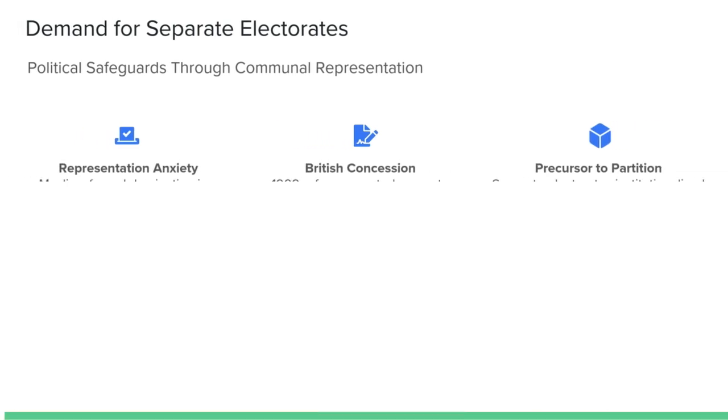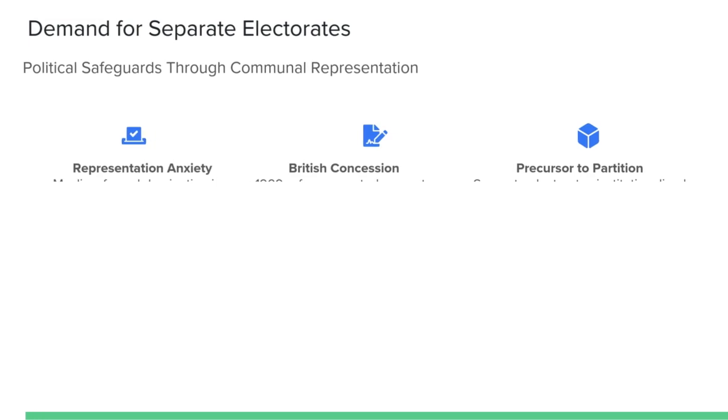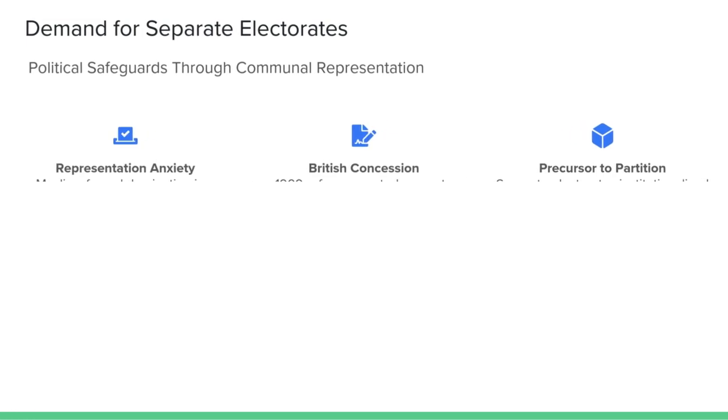Demand for separate electorates. Muslims feared democratic politics in a Hindu majority India would marginalize them. The 1909 reforms granted separate Muslim electorates. Politically speaking, this institutionalized religious division.